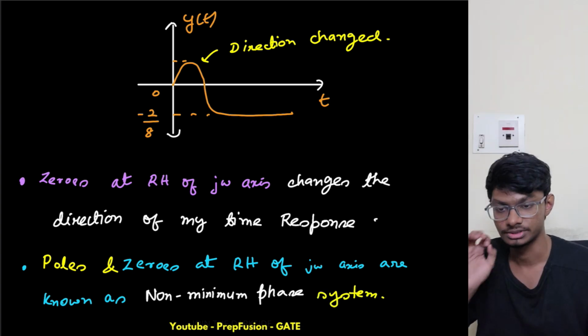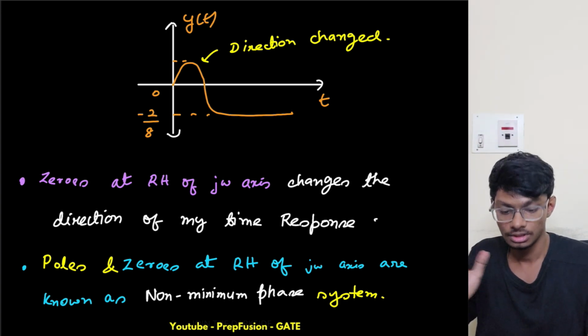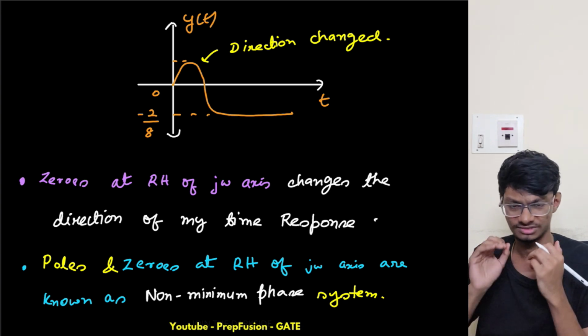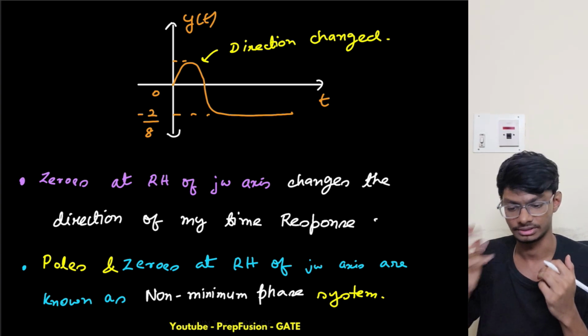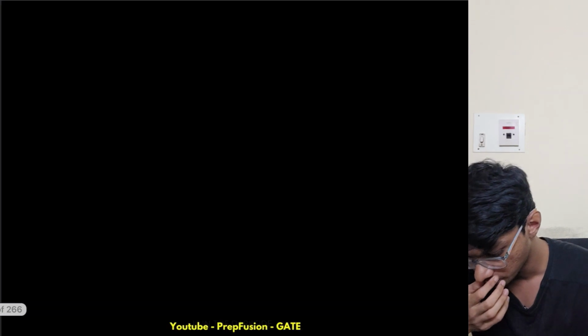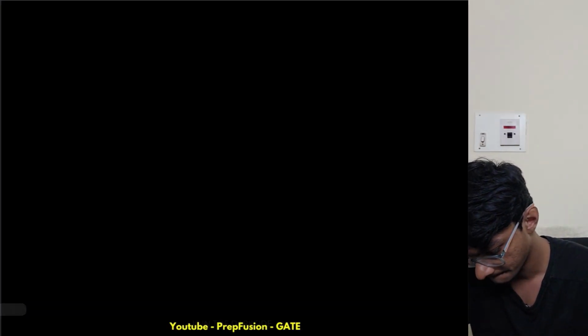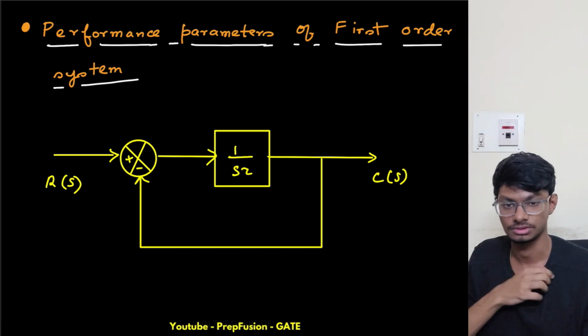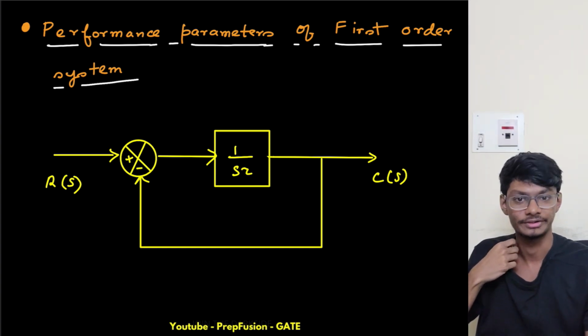Okay. So yeah, this is basically about the zeros. Now let's quickly wrap up the performance parameters of the first order system. It is very easy, we only have 3 parameters, right? So let's start. So yeah, these are the performance parameters of first order systems. As the number of poles is 1, it will be rather easy.